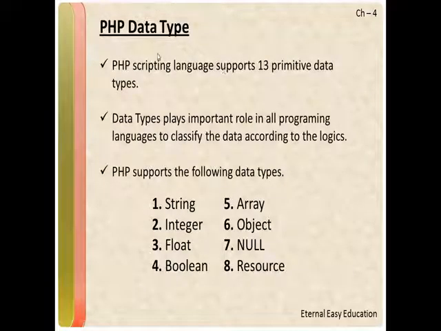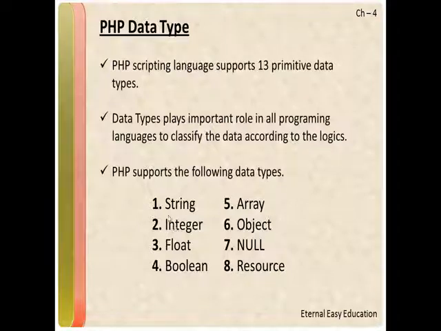The data type. The PHP scripting language supports 13 primitive data types. Data types play an important role in all programming languages to classify the data according to the logic. The data which the program is going to handle is very important. Whether it is going to handle only whole numbers or decimal numbers, or it is going to store a name or address or an image or audio or video, anything. So the type of the data is very important. It should be handled properly.